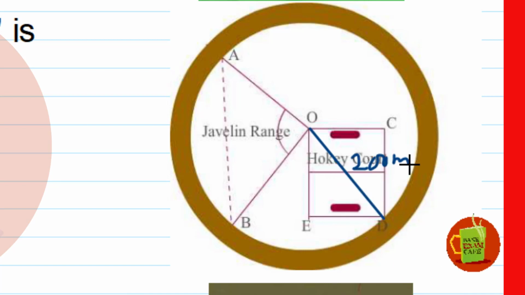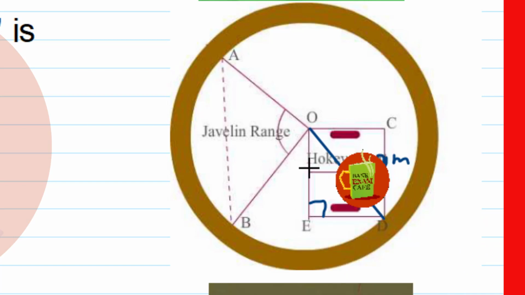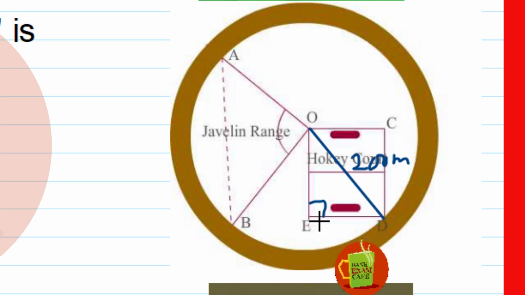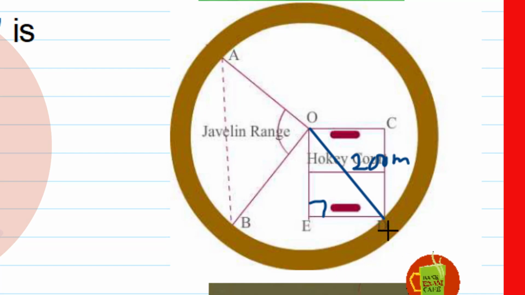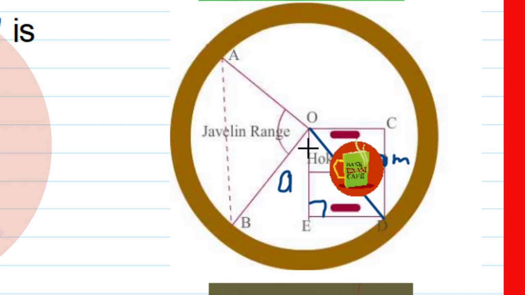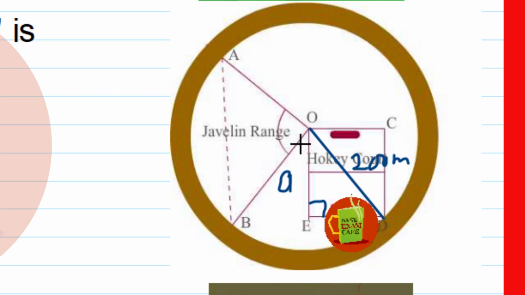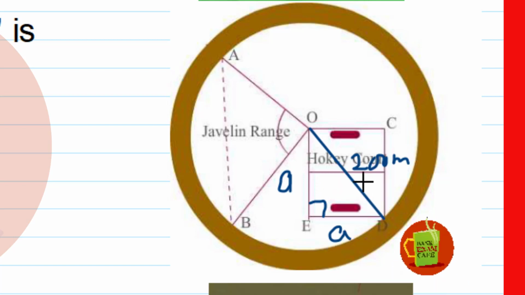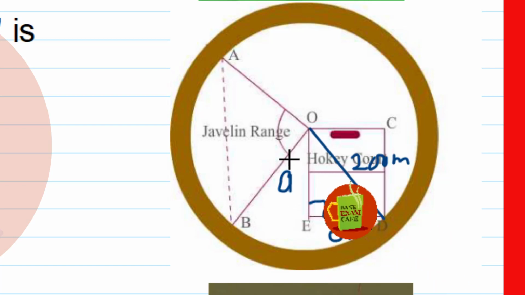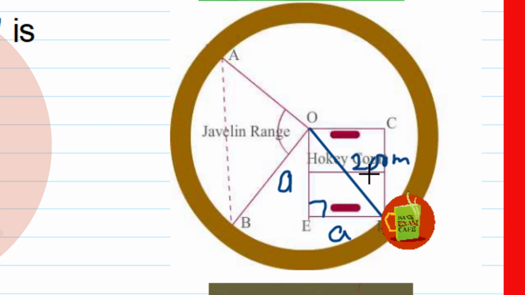Since this is a square, this angle E will be 90 degree. So triangle OED is a right angle triangle, and so we can apply the Pythagoras theorem here to find the side. Since this is a square, all the sides are equal, so if I take OE as A, then ED will also be A. Both these sides will be A meters. And so to apply the Pythagoras theorem here, A square plus A square is equal to the square of the hypotenuse, that is 200 square.